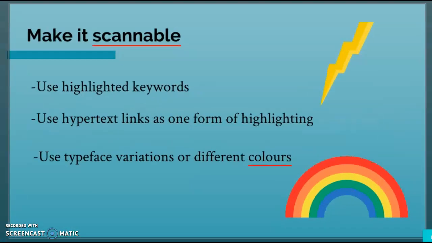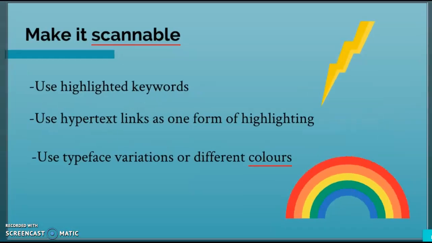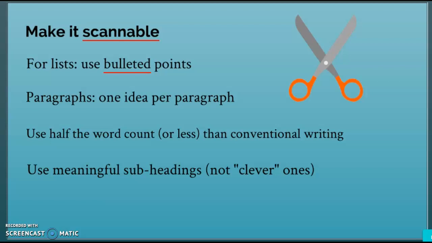So scannable texts, making it scannable, use highlighted words, use hypertext links as one form of highlighting, and use typeface variations or different colors. These are all ways to draw your audience's eye to the important stuff and make the page scannable. Other ways to do it is for lists, use bullet points. For paragraphs, as with all good communication, only ever have one idea per paragraph. Use half the word count or less than conventional writing, and use meaningful subheadings, not clever ones. You want to be clear with your audience, not make them guess.